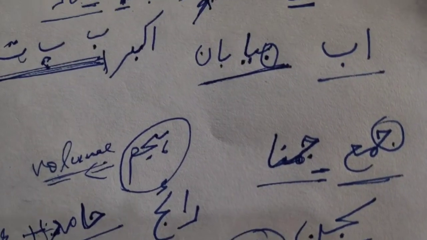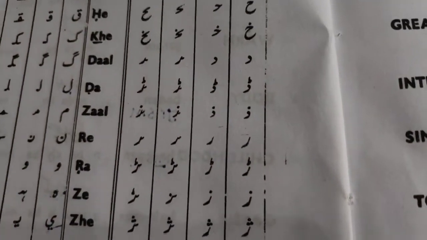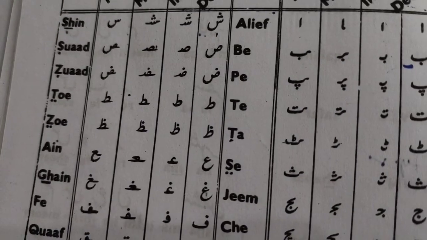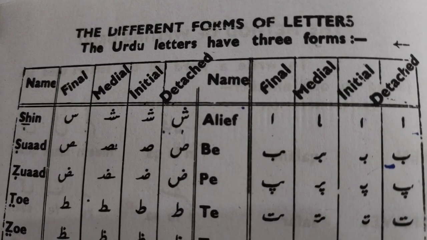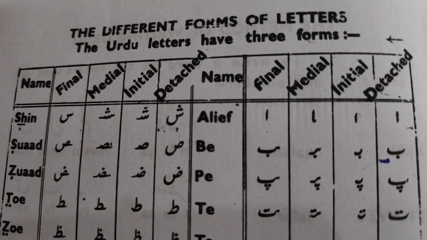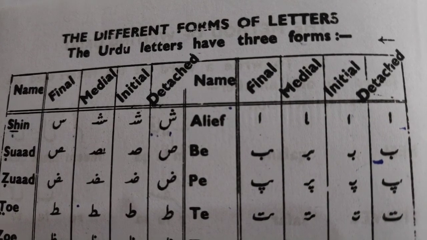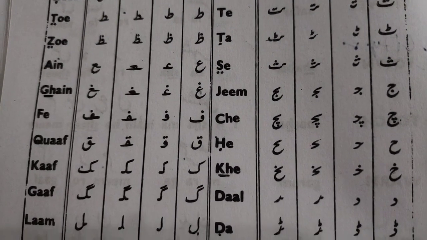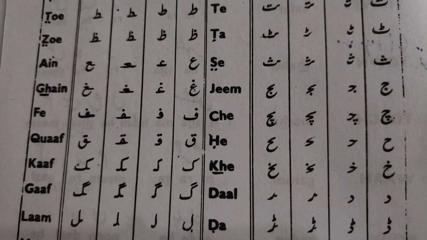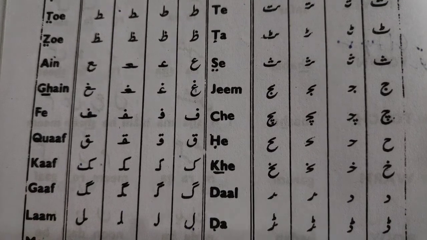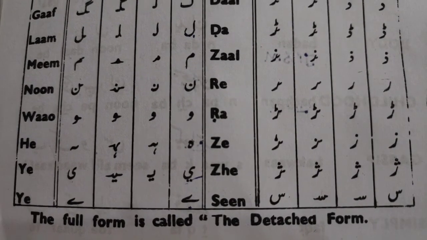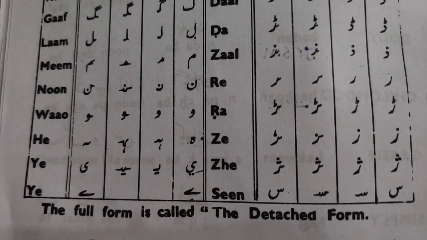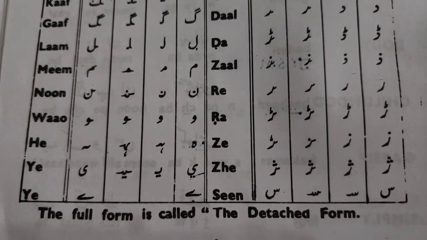So guys, I hope you learned something today, and you can take a snapshot of this page. This is the first snapshot, toy and te, and this is the second snapshot you can take. Here is a lam, here is a lam, here is a dal. And this is the last snapshot, and here you can read it very well. The full form is called the detached form.